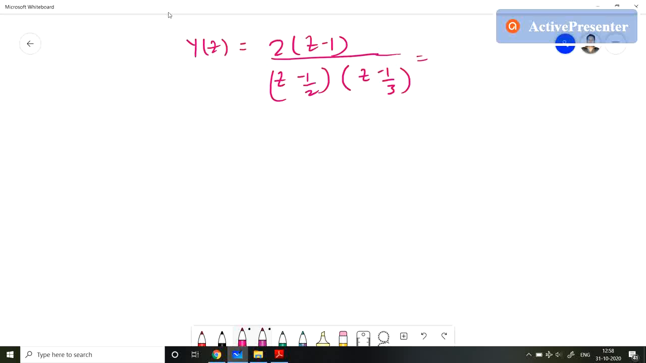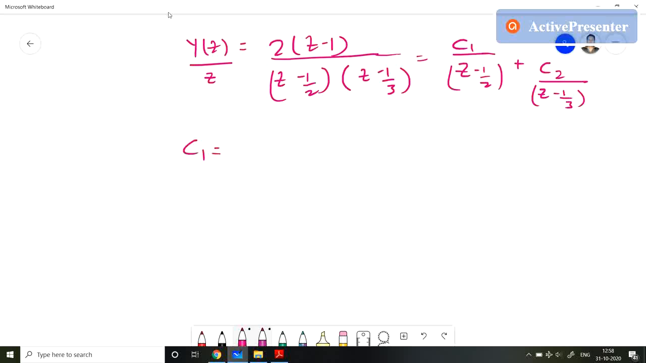So this is Y(z). Y(z) is (2z minus 1) divided by (z minus 1/2)(z minus 1/3), and that is equal to C1 divided by (z minus 1/2) plus C2 divided by (z minus 1/3). That is equal to Y(z) divided by z. Now we can find out the values of C1 and C2.